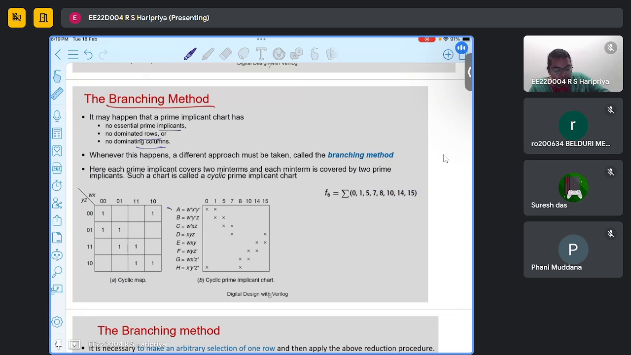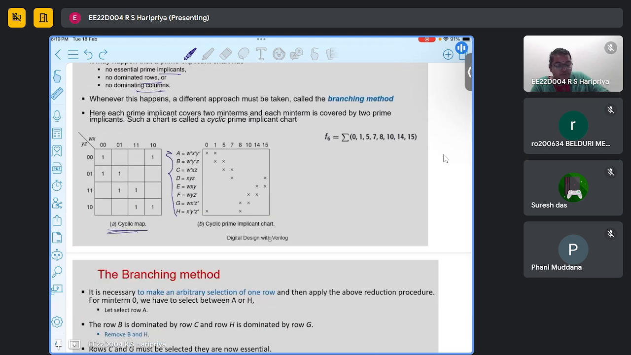We have obtained these minterms from this cyclic map. In the cyclic map, we can either group it like this or group it like this. Because of this, every minterm is covered by two of the product terms. So we don't have any essential prime implicant as well as no dominating row, because every row has two, and for every column also two. So we are not able to further reduce this. For this we will go for branching.